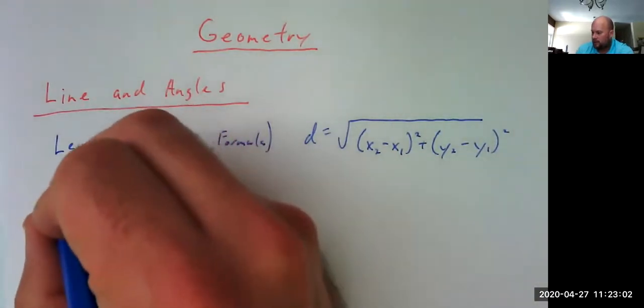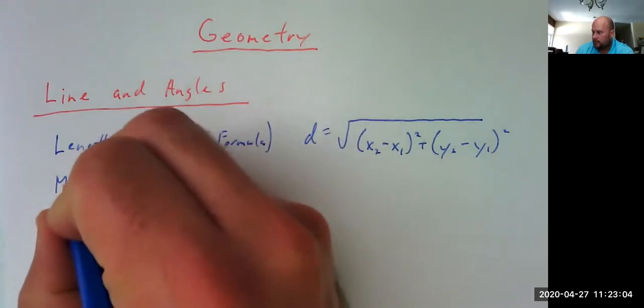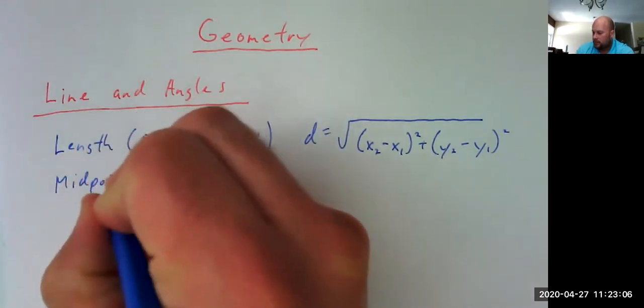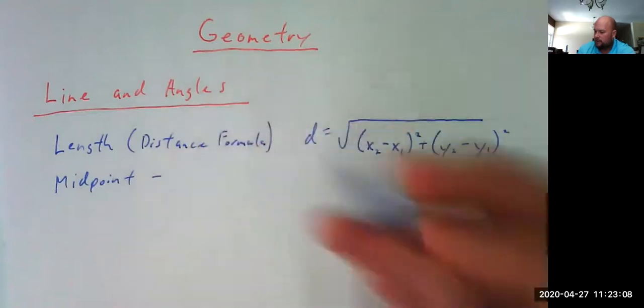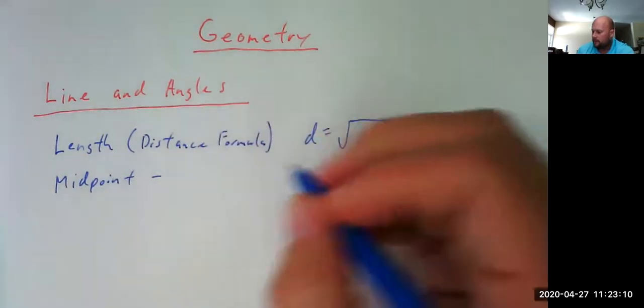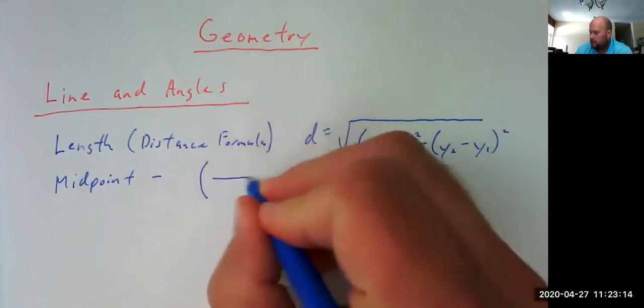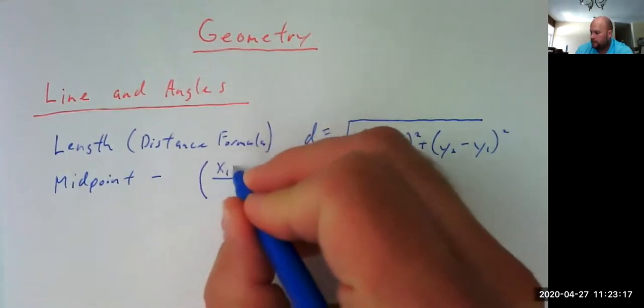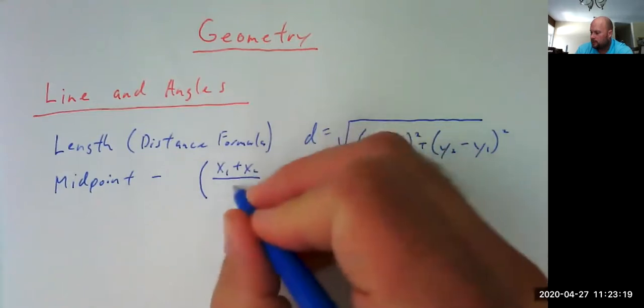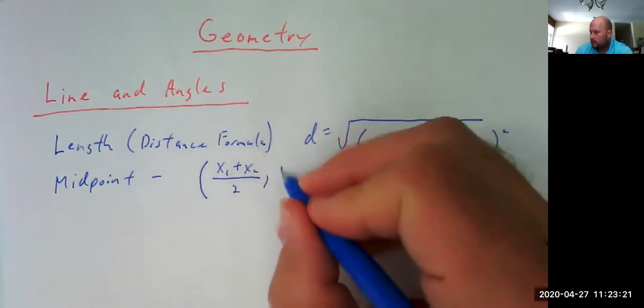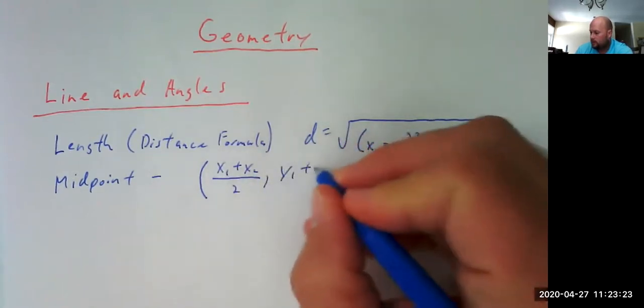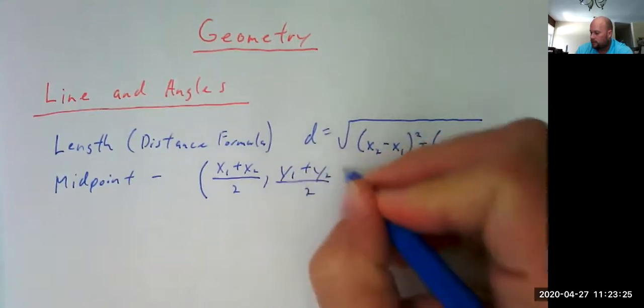The second thing that you need to know with lines is midpoint. Again, how to find a midpoint of a line is going to be by using a formula that defines midpoint, which is (x1 plus x2) over 2 and (y1 plus y2) over 2.